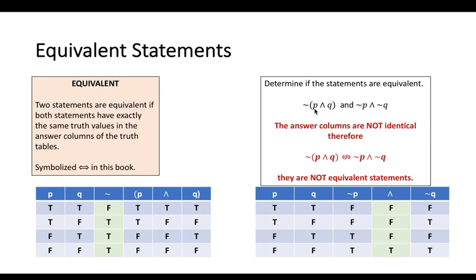For not P and Q, we get false, true, true, true. And for the and statement on the right, we get false, false, false, true. These answer columns are not identical. Therefore, they are not equivalent statements.